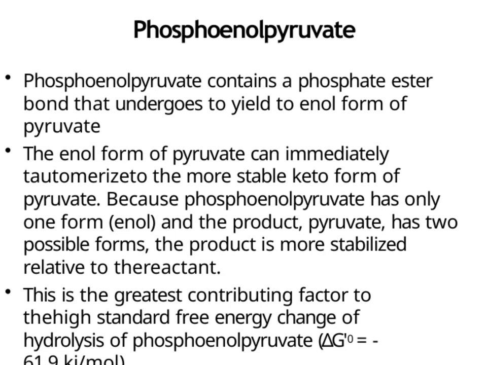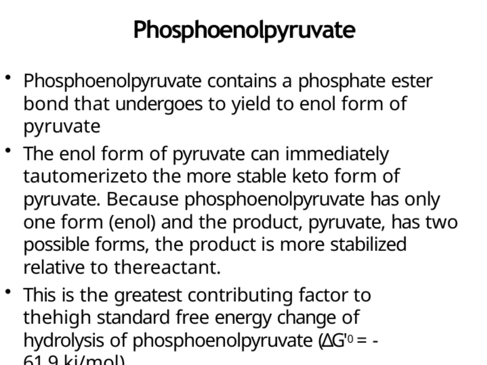It contains a phosphate ester bond, which is key to its reactivity. When this bond breaks, it transforms into the enol form of pyruvate. Now, the interesting part is that the enol form isn't very stable on its own. However, it can rapidly tautomerize into the keto form of pyruvate, which is much more stable.